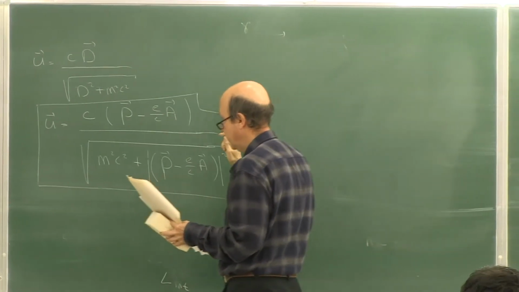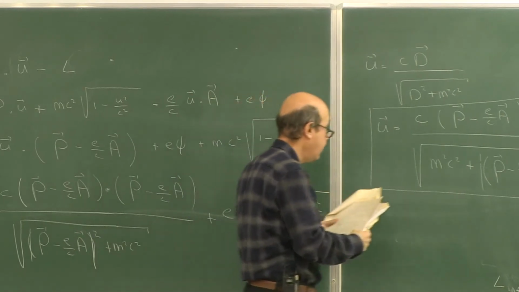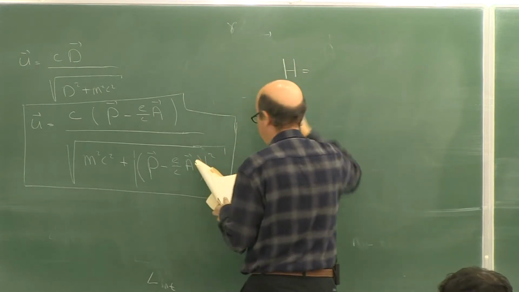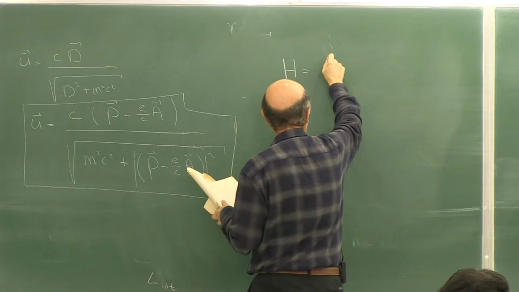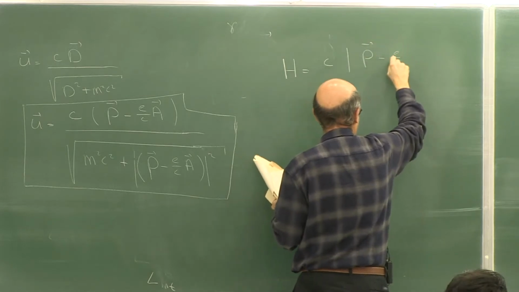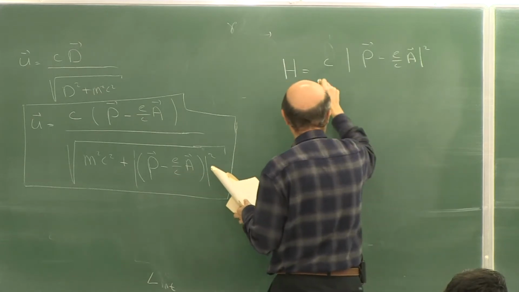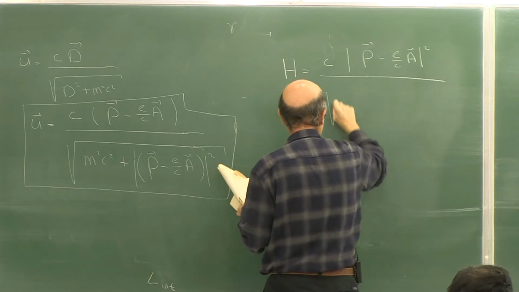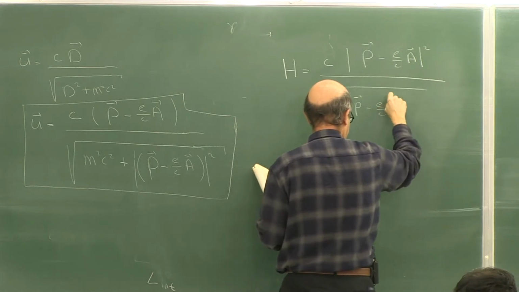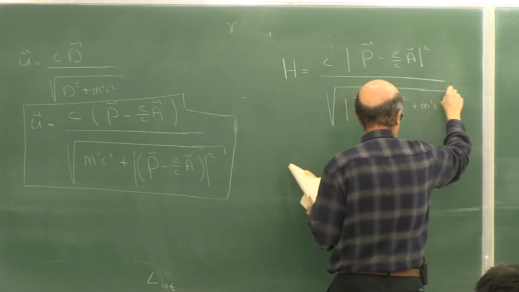So let us take the U and put it here as a U square and let us write this whole expression again. Now let me try to write the things in a smaller format. H is C times P minus E over CA square, divided by square root of 2 P minus E over CA square plus M square C square.